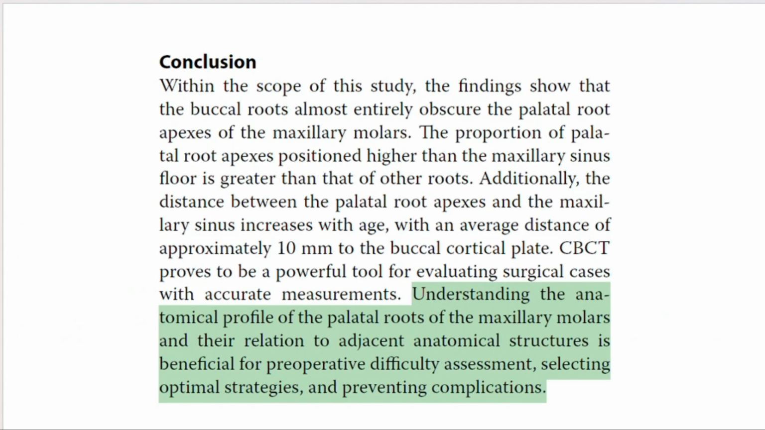In conclusion, understanding the anatomical profile of the palatal roots of maxillary molars and their relation to adjacent anatomical structures is beneficial for pre-operative difficulty assessment, selecting optimal strategies, and preventing complications.